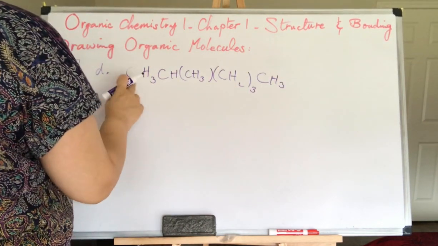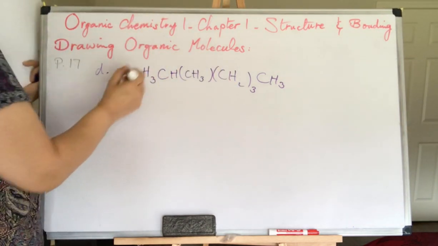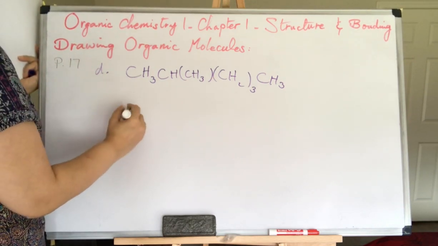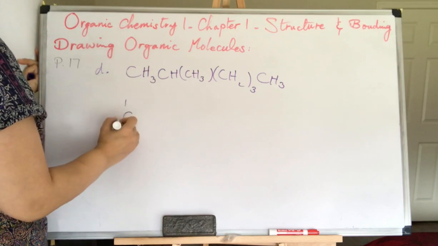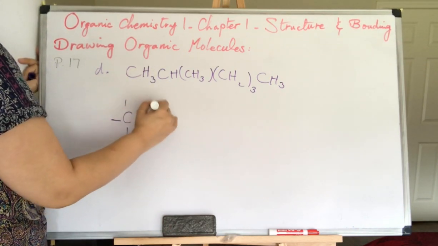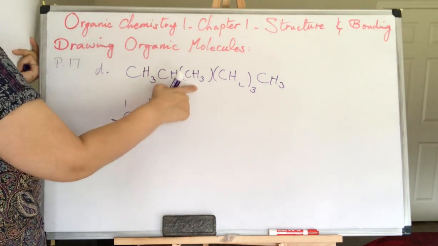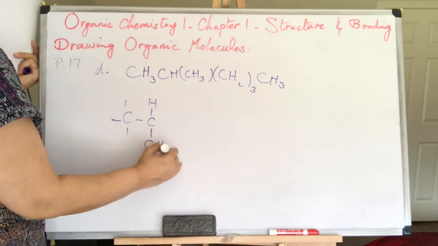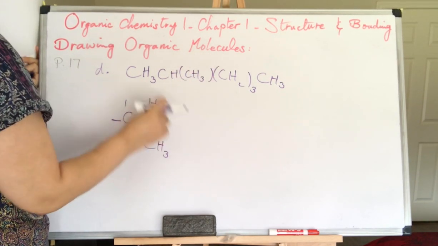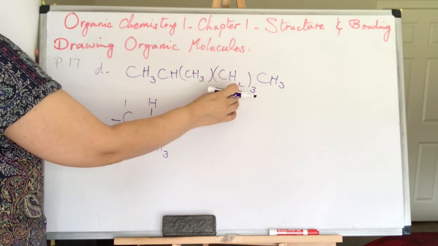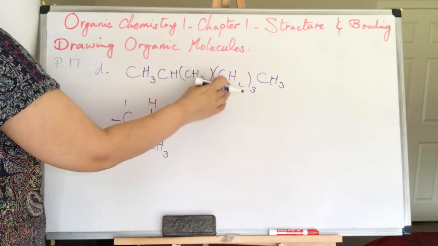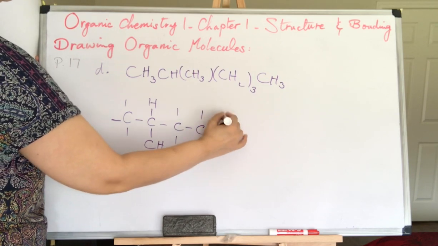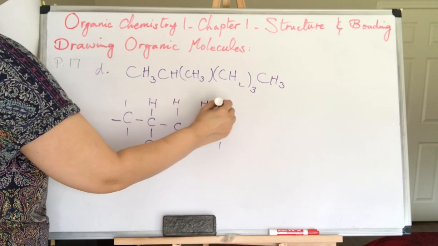CH3, CH2, 3, and CH3. Let me double check. CH3, CH3. Okay, all right. So when we are going to draw the line bond structure, we have a CH3, right? Then we have a CH. And what is hanging out from this carbon? A CH3 group, right? Because don't forget, CH3 in parentheses shows the branch. What does CH2 in parentheses show? It means the length of the chain. It means repeat CH2 groups 3 times. So we have CH2, CH2, CH2, all of them with hydrogens.